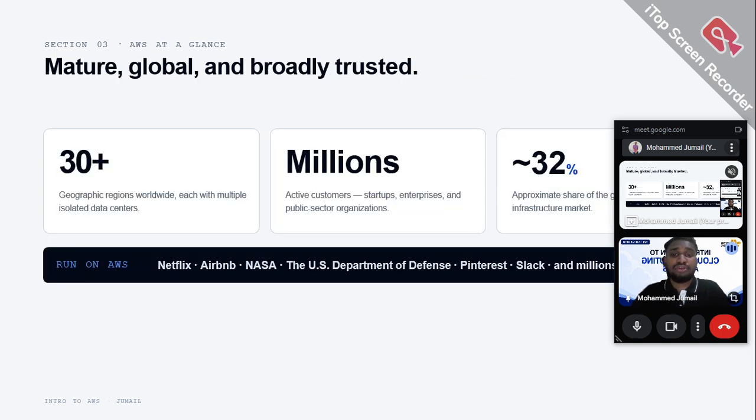Next one is AWS, a major and globally trusted platform. AWS operates in multiple regions around the world with many data centers and millions of customers, including startups, enterprises, and government organizations. Popular companies such as Netflix, NASA, Pinterest, and Slack run their systems on AWS. This shows how trusted and powerful the AWS platform is.